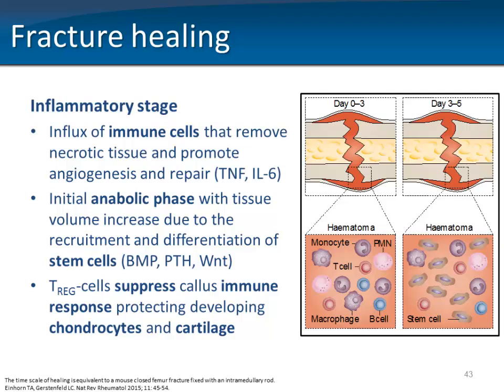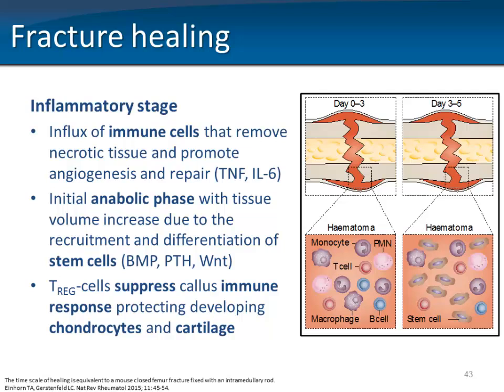You have a massive influx of immune cells, and these immune cells will try to clear up all the dead material, the necrotic tissue, and they will start the process of repair. They do that by promoting cytokines that will promote angiogenesis and tissue repair. This is an anabolic phase, so it means that the bone gains volume and the tissue mass increases, because of the influx of stem cells and local mediators.